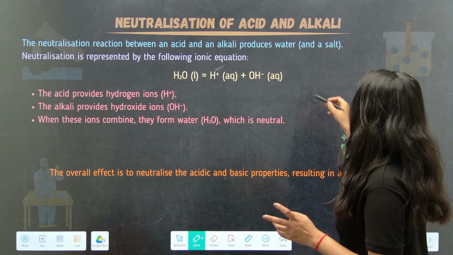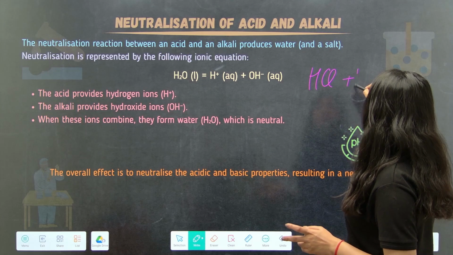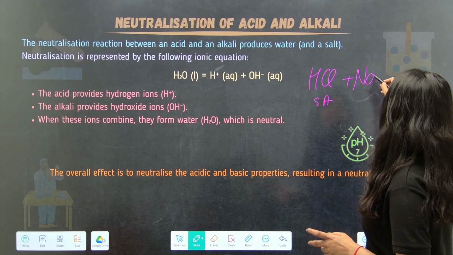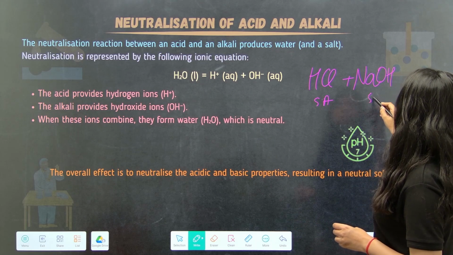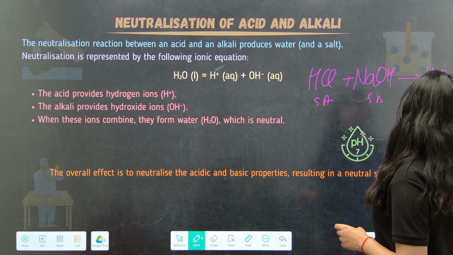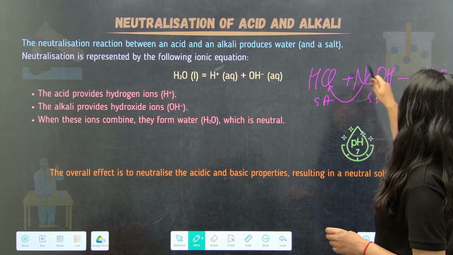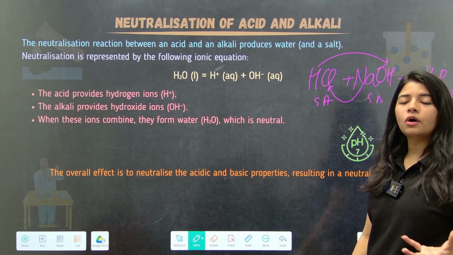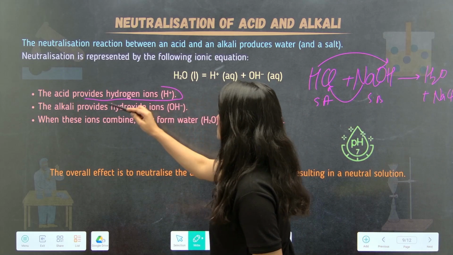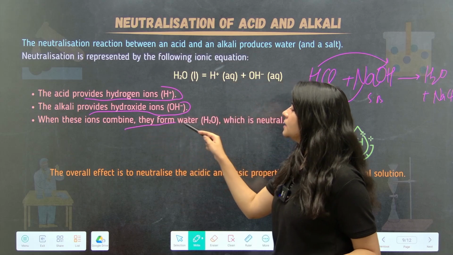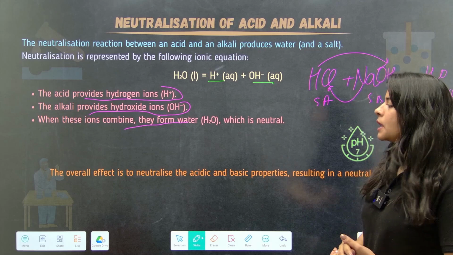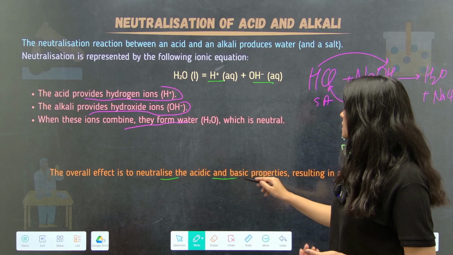For example, HCl is a strong acid, NaOH, which is sodium hydroxide, is a strong base. These react to give us H2O plus salt, which over here is NaCl. So water and salt are the products which we get. The acid provides H plus ions and the alkali provides hydroxide ions. When these two combine, they form water. We know H plus and OH minus gives water. The overall effect is to neutralize the acidic and basic properties.